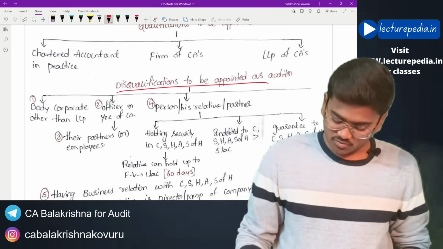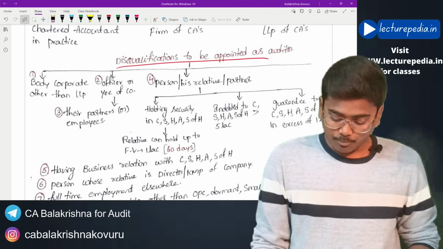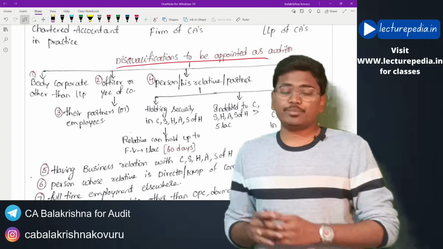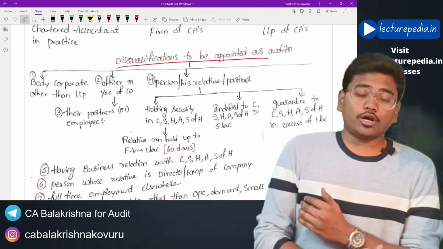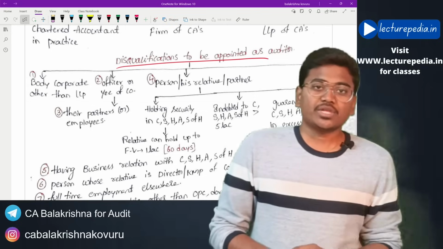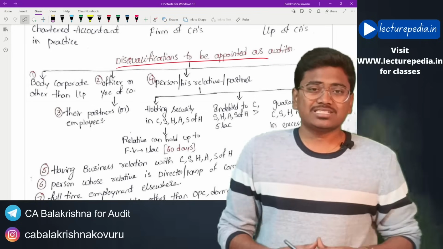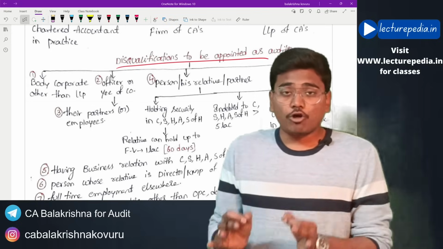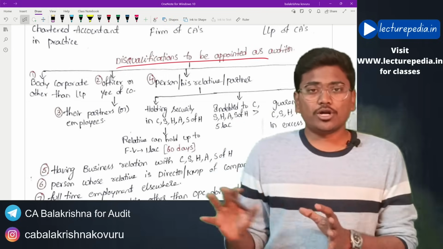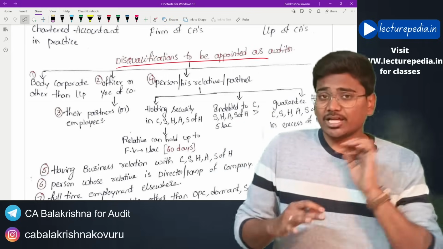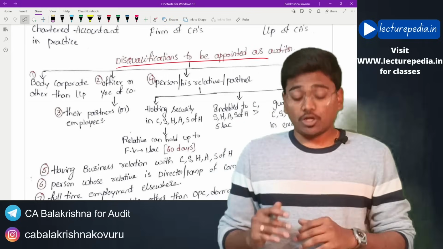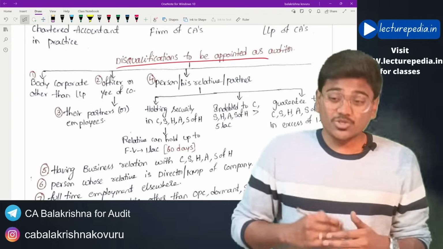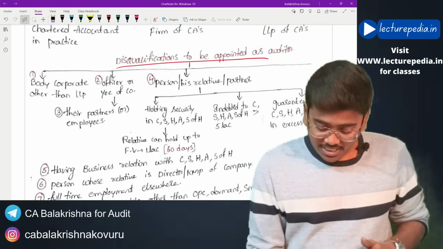What are these disqualifications? First of all, a body corporate other than LLP cannot be appointed as an auditor of the company. Okay, in India, auditors, chartered accountants, cannot practice in the form of a company. So a body corporate other than LLP cannot be appointed as an auditor. And also a person who is an officer or employee of the company.